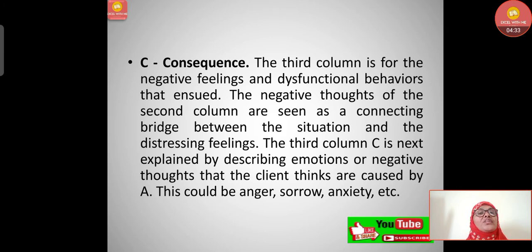The third column is for the negative feelings and dysfunctional behaviors that ensued. The negative thoughts of the second column are seen as a connecting bridge between the situation and the distressing feelings. The third column C is explained by describing emotions or negative thoughts that the client thinks are caused by A. This could be anger, sorrow, anxiety, etc. So these three are interlinked. What are the consequences, and why is this anxiety, anger and sorrow caused because of A? That is, what beliefs and thoughts are there.